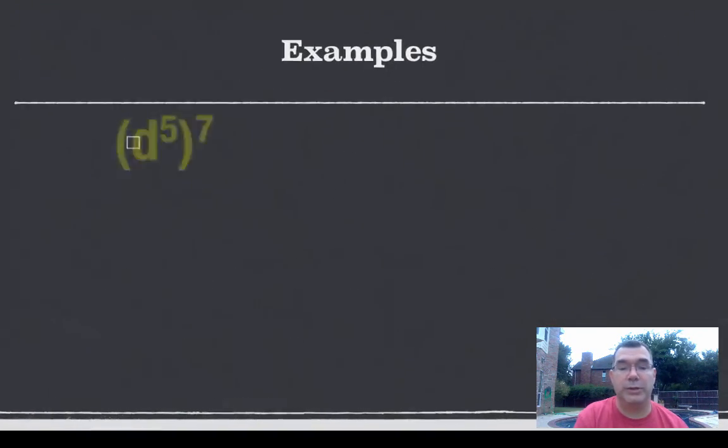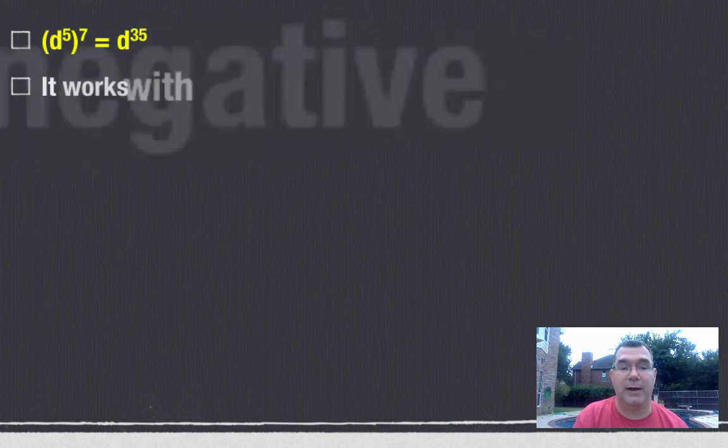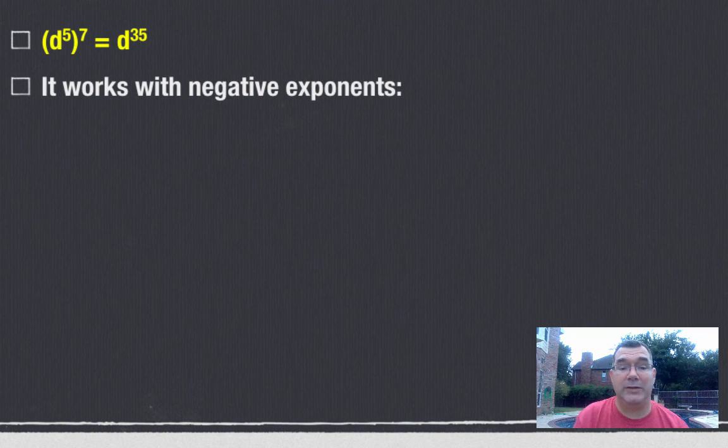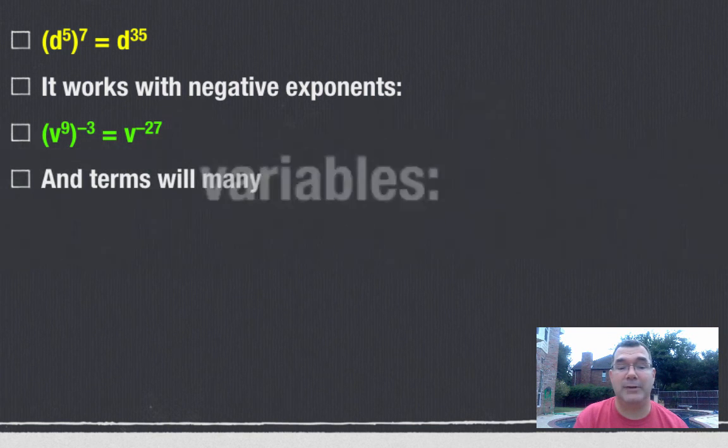All right, so here's some more examples. If I have d to the 5th to the 7, then I'm going to multiply the 5 and the 7, and my answer will be d to the 35. It also works with negative exponents. So if I have v to the 9 raised to the negative 3, then I'm going to multiply the 9 and the negative 3 to get my new exponent, so my answer will be v to the negative 27.